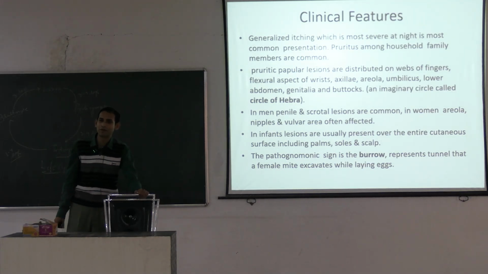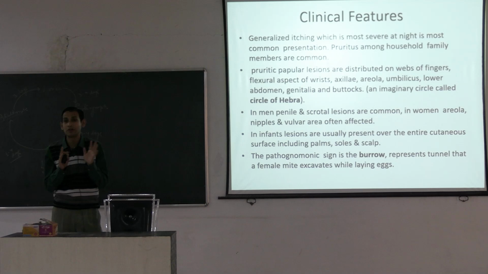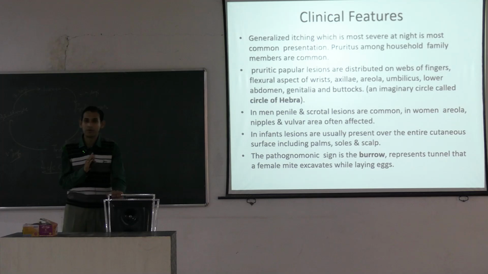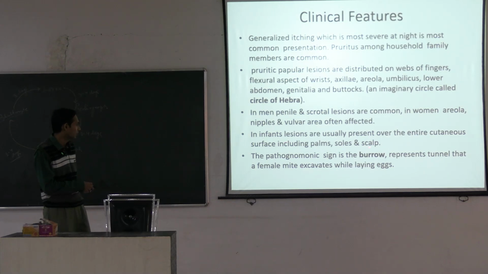In infantile scabies you will get the lesion in entire cutaneous surface, but remember in the adult patient the palm, sole, scalp and face are usually not involved. In the adult patient the palm, sole, face and scalp is usually not involved, but in infantile scabies entire cutaneous surface area can be involved. So this is the very most important aspect. The infantile lesion usually present over the entire cutaneous surface area including the palm, sole and the scalp.